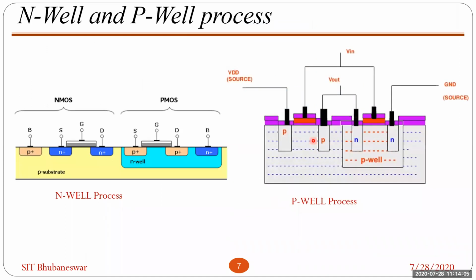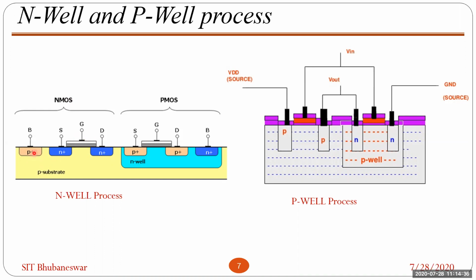So now, initially, in the second slide, I discussed the NOL and POL process. You can see the images, how it looks. So this is the NOL process. Here the substrate is P substrate. In the P substrate, you will create the NMOS transistor. Here the NMOS: this is the source, drain, and this part is gate, and this is the body. Body of the NMOS.